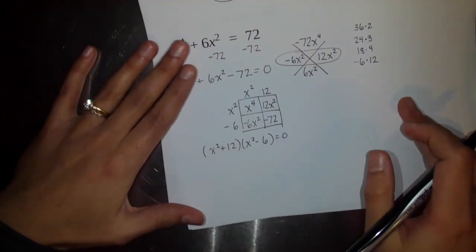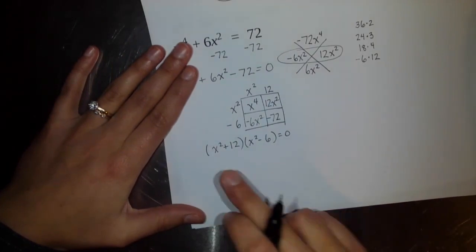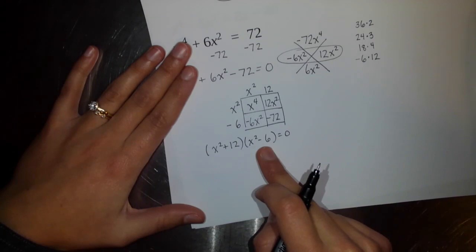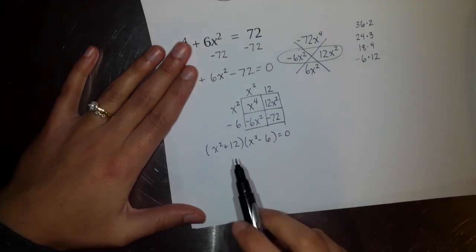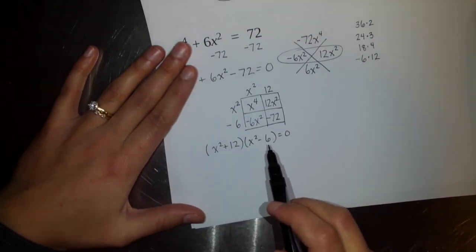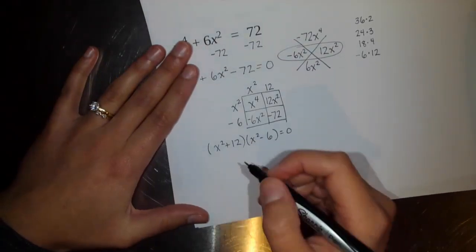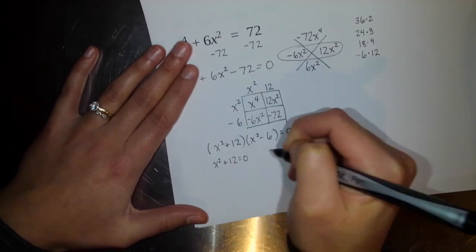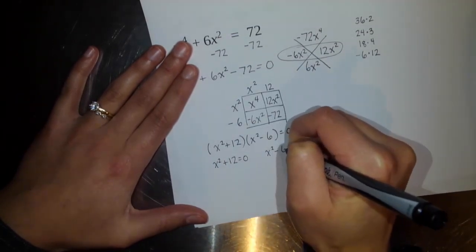Okay, now we just need to solve. I'm finished factoring. I have two binomials. Neither of these are difference of squares or difference or sum of cubes, right? 12 is not a perfect square or a perfect cube. Same with 6. So I'll do x squared plus 12 equals 0. So setting each one equal to 0.